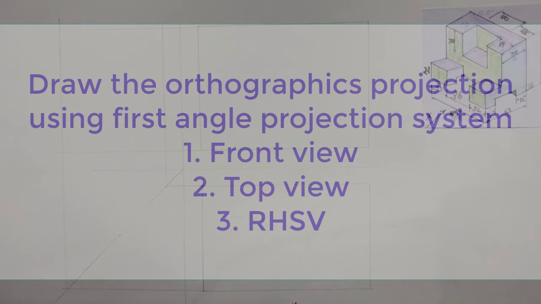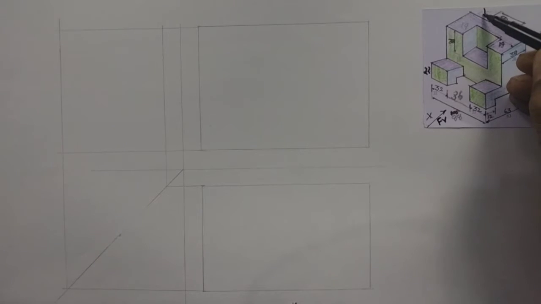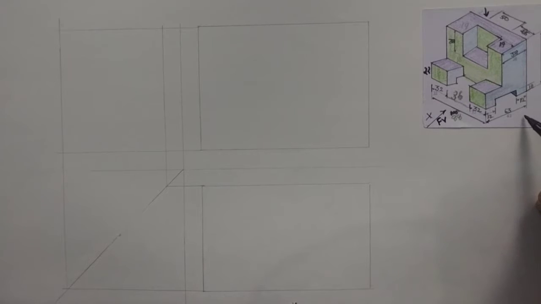Today we are going to learn one more problem of orthographics using the first angle projection system. Here you have to draw the front view from the given x direction, then the top view of the object, and the right hand side view.